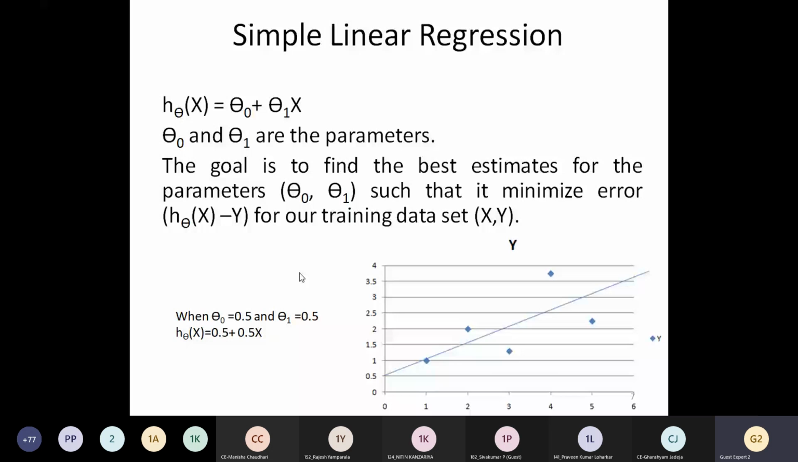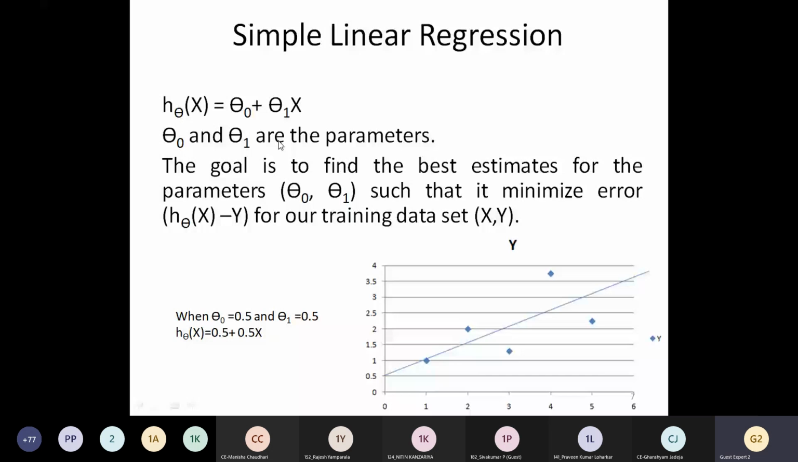Now we'll start with the simple linear regression algorithm. In simple linear regression algorithm, there is only one feature, means only one feature is used and one target variable. And your hypothesis function is theta 0 plus theta 1 x, where x is a feature variable. And theta 0 and theta 1 are the parameters using which you can tune your model.